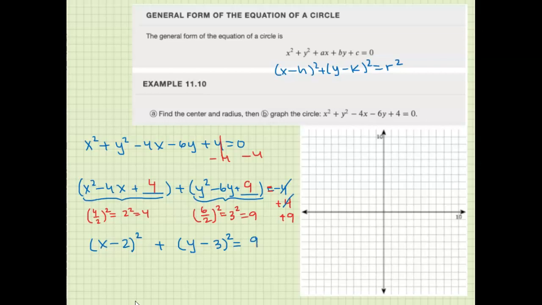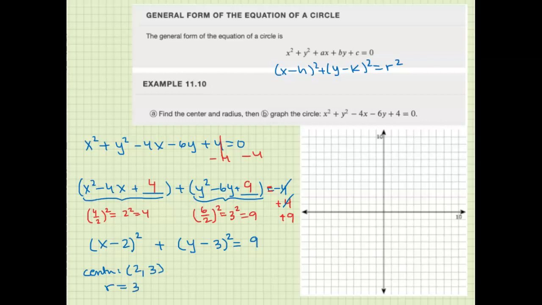All right, so look, we transformed our equation from the general form, which is a bit useless, using completing the square twice, and now it's in standard form. Okay, so we can see that the center, the h and k values, are 2, 3, and the radius is the square root of 9, which is 3.